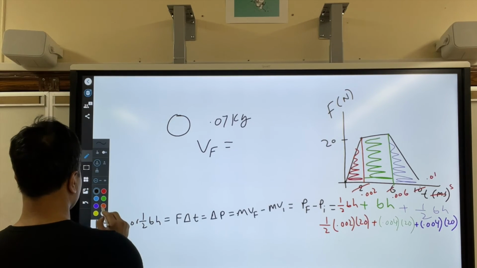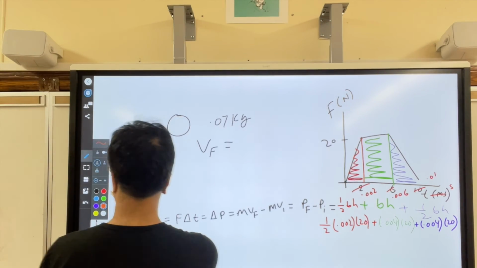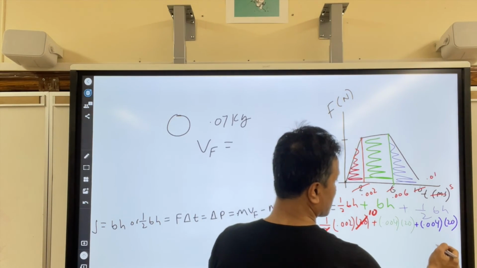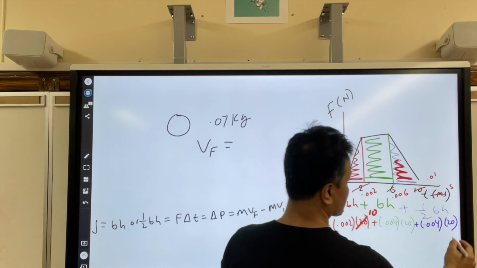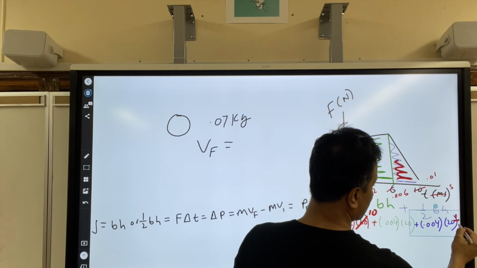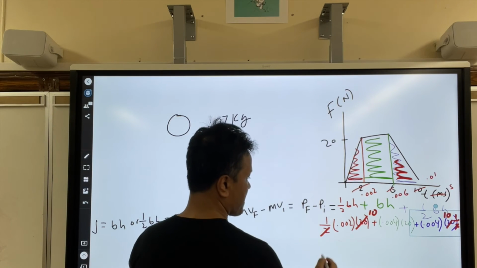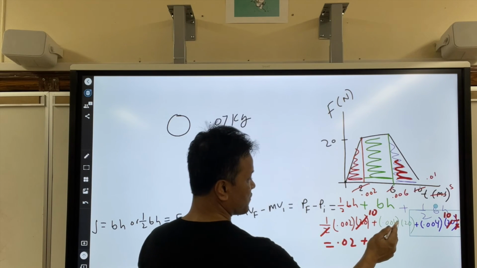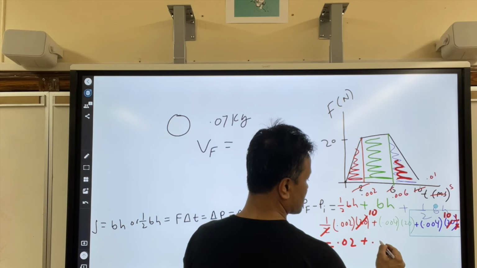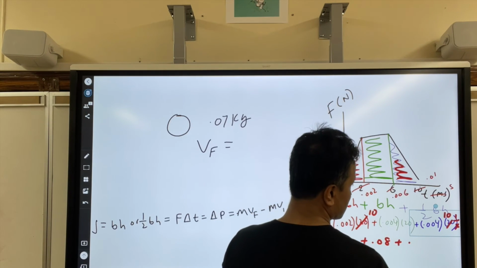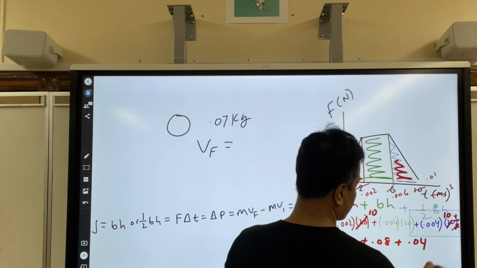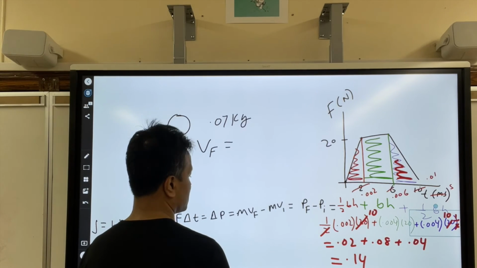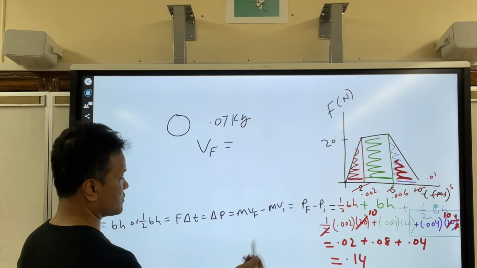Okay. 2 goes to 20 10 times. There is a half because this is half. So half is missing. 2 goes to 20 10 times. So 10 times 0.002, 0.02 plus 0.004 times 20 is 0.08 plus 0.04. So this is 0.14. What is it? 0.14 what? 0.14 Newton second.